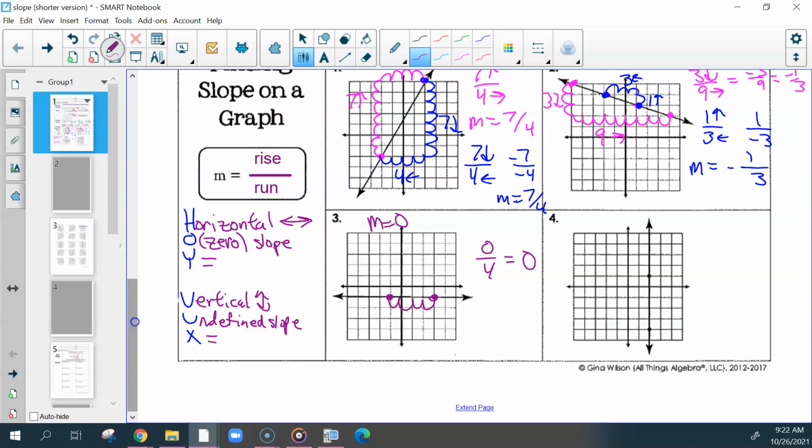Could you still do that? Yes. So left to right, which is 0. Also, get in the habit of putting m equals whatever your slope is. That way you know that's your slope.